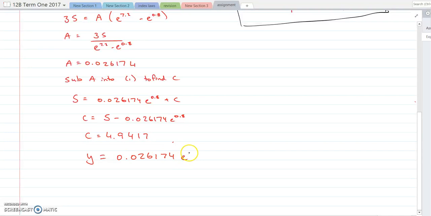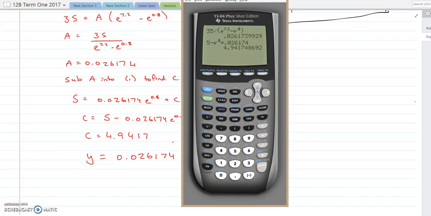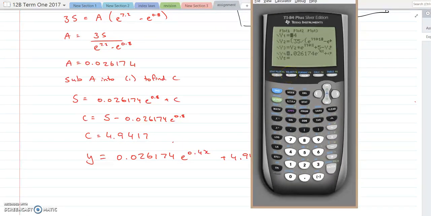So my equation for y is 0.026174 e to the 0.4x plus 4.9417. Let me put that in the calculator. I've got it down here as my y4. Graph it. Looks nice. Let me just check my points. My value when x is 2 should be 5. 4.998 is pretty good. My value when x is 18 should be 40. Yes. So my equation checks out, and I'm done, and my curve looks pretty good.